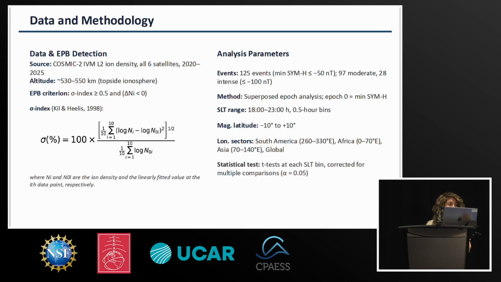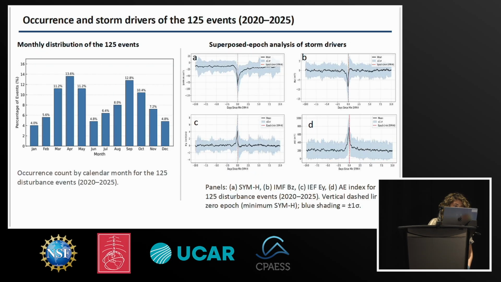We identify 125 events where the minimum SYM-H was equal or lower than minus 50 nanotesla, and as zero epoch, we chose the time of the minimum SYM-H. For this particular work, we are only interested in pre-midnight equatorial plasma bubbles from -10 to 10 magnetic latitude. For context, on the left, I'm showing the monthly distribution of all the events, and on the right, I'm showing the results for the superposed epoch analysis of SYM-H, Bz, Ey, and AE. Unfortunately, I don't have enough time to talk more about this plot, so I will move on.